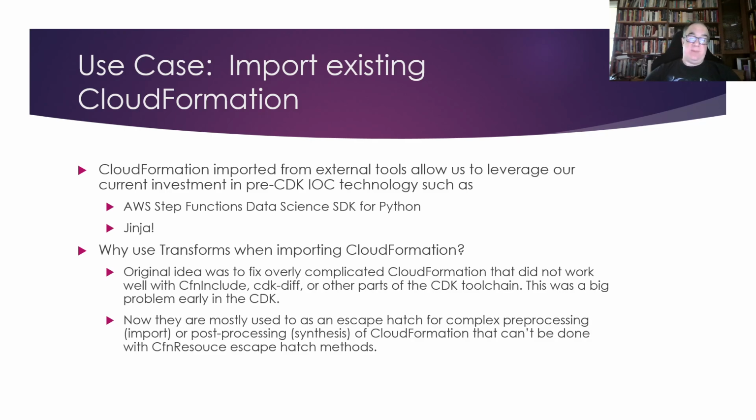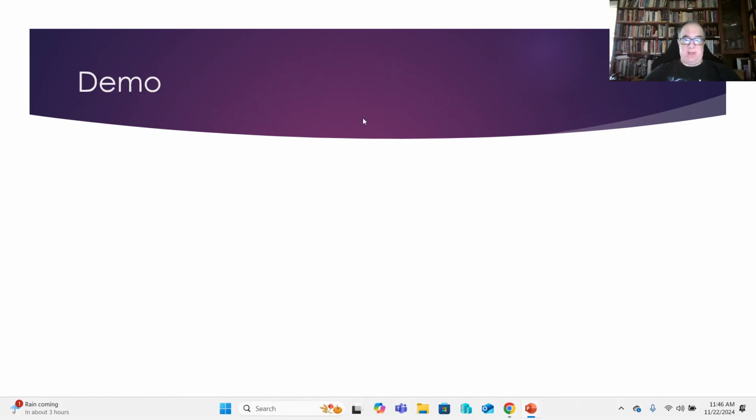Now it's not such a big problem. And so mostly I'm using transforms now as an escape hatch for complex pre-processing or post-processing of CloudFormation that can't be done with escape hatch methods. So I try to use escape hatch methods when possible, but sometimes I just need to edit the JSON. Oh, and it's demo time.